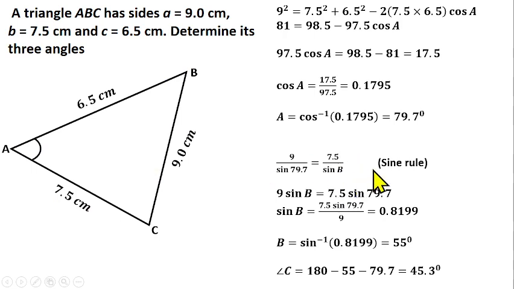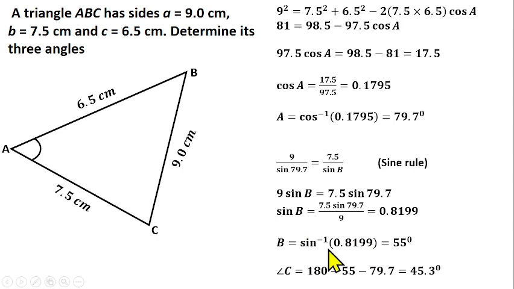So we can now apply sine rule here. So how do we do that? That will be this side 9 over sine of the angle facing, which is sine 97.7, over, we are looking for this angle, the side facing is 7.5 over sine of angle B, cross multiply. Now 9 times sine B equals 7.5 times sine 79.7, divide both sides by 9. You have sine B equals 7.5 sine 79.7 over 9. Use your calculator here, you have 0.8199.